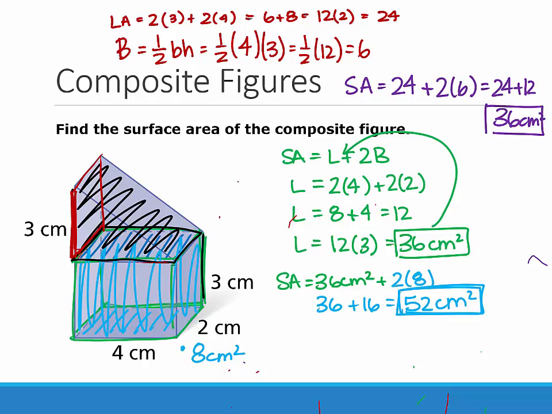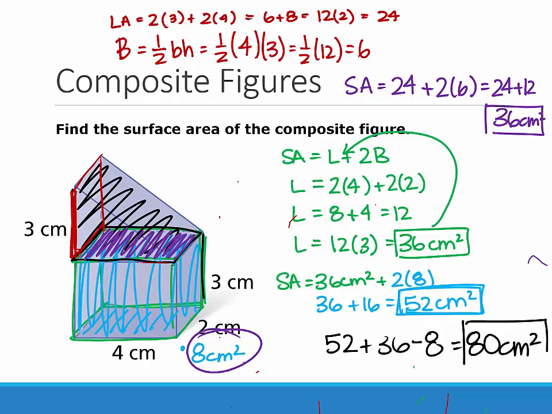Now remember, we counted this bottom part here twice. We counted it for the triangle and we counted it for the prism. We need to subtract that out. And that, since it's the same as this base down here, has an area of 8 centimeters squared. So when we're all said and done, we have 52 plus 36, and then we got to take out the 8 that we counted twice. So when we do this, 52 plus 36 minus 8, you end up with 80 centimeters squared. And that is the total surface area of that composite figure.